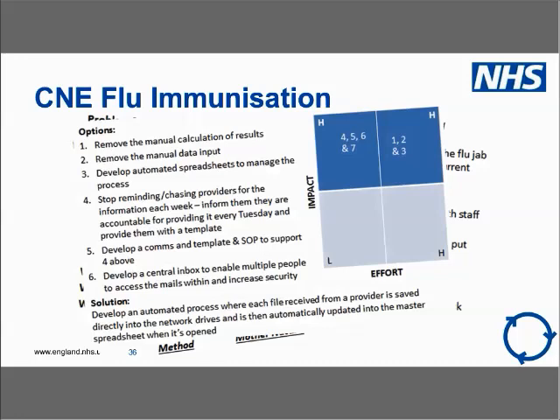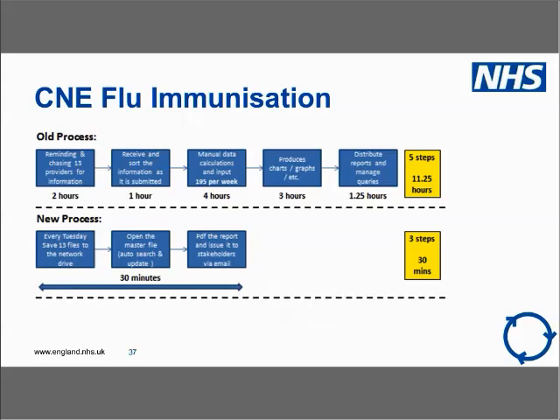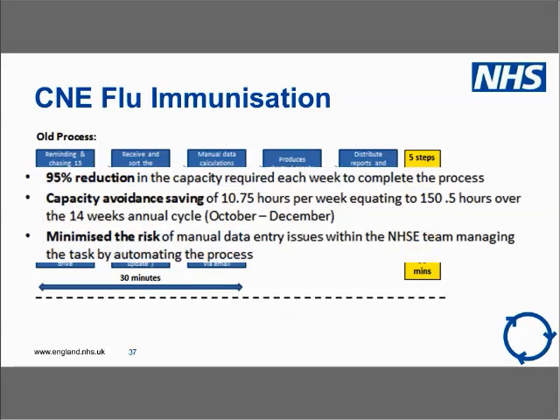So they used knowledge of Excel, like we've just covered there, but in a lot more detail, and they allowed themselves to auto-populate a lot of things that had to be done manually. By doing that, they cut their process from five steps down to three. And more importantly, they cut it from 11.25 hours down to just 30 minutes. And that's just saving and opening a file and then the PDF sending to stakeholders via email. So that is a 95% reduction in capacity required each week to complete the process, basically saving 10.75 hours, which is 150 hours over the 14-week annual cycle. So every year, 150 hours saved.